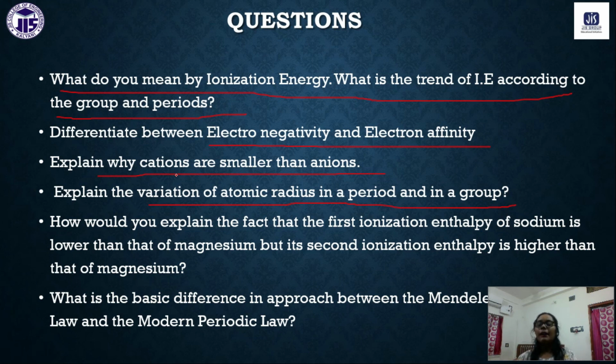Now what will happen if we see the size of the atoms along the period? If we go from left to right, what will happen? The size will decrease. Why? Because every time what will happen? The extra electrons will add, and the extra nuclear charge will be increasing.